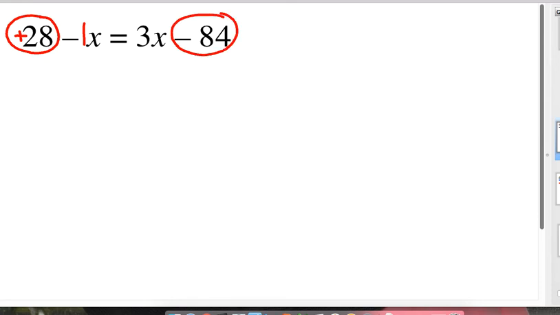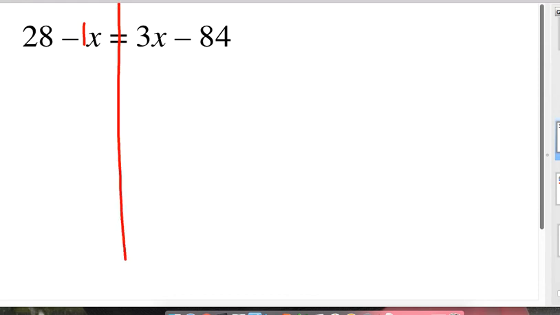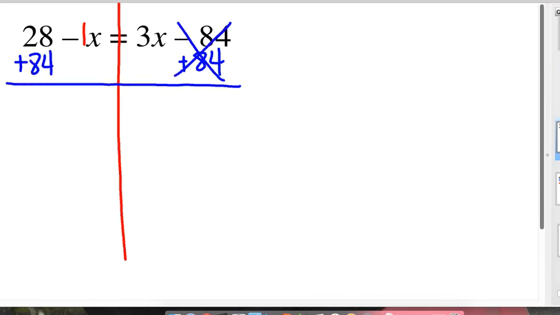Somebody's moving. I don't care who you move. You can move either one. You can either take the 28 over to meet up with the 84, or you can take the 84 over to meet up with the 28. Doesn't matter to me. I'm going to move the 84. So right now it's minus 84. Let's do the opposite and add 84. And if I add it to the right, I have to add it to the left. And bye-bye to the 84s. 28 plus 84 is 112.